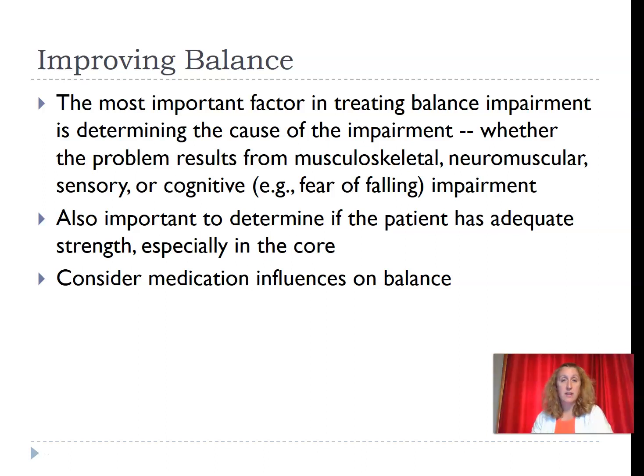Definitely want to look at the strength, going back to that slide with the specific muscle groups that are involved with balance. So you'd want to make sure that you had an assessment of those muscle groups. And then also we want to be aware of whether the individual is taking any medications that could influence balance. If they're taking anything for blood pressure or pain, that's going to slow down how the body processes information, which could impact how they respond to balance exercises.